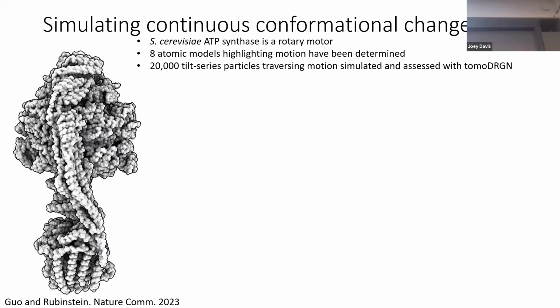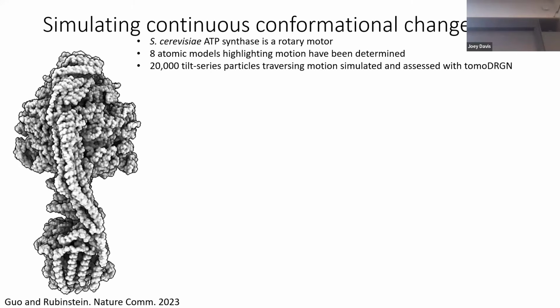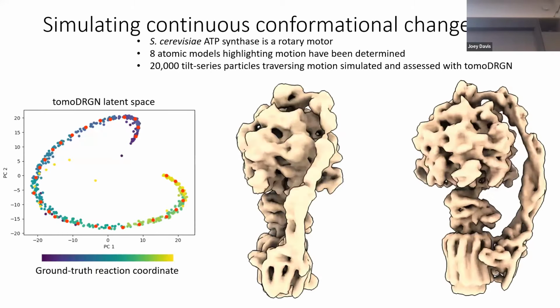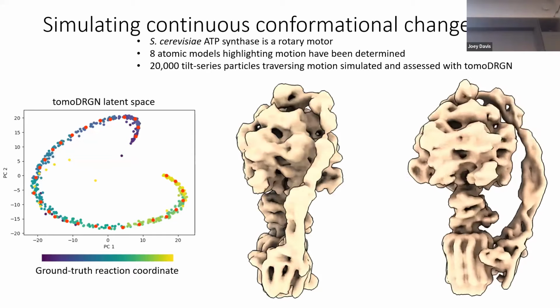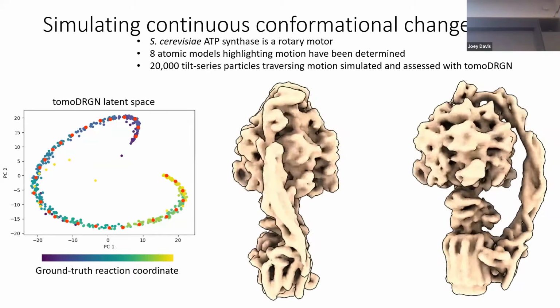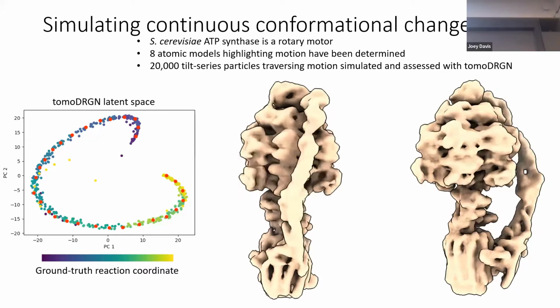We can also look at continuous conformational changes, so we can simulate, again, tomograms of particles undergoing this sort of weird rotary motion that the tryptase undergoes. And if we look at the data manifold for those, you can see now it's actually nicely organized by the ground truth reaction coordinate, going from purple to yellow, and we can sample along it, and we get these nice rotary motions. Right, so it works well with simulated data.